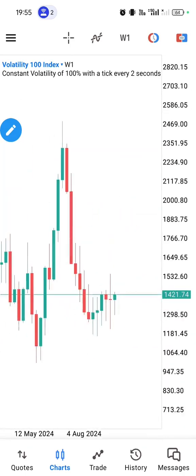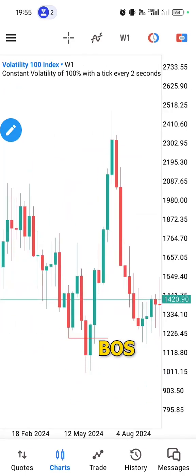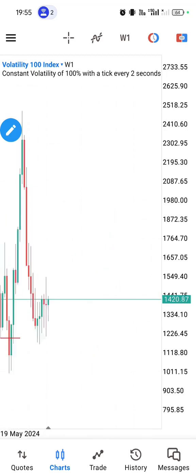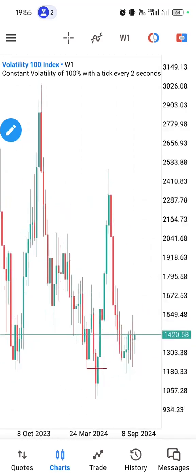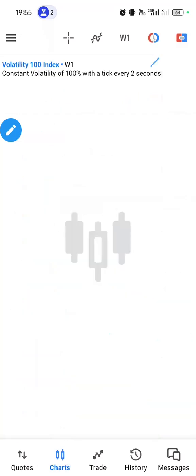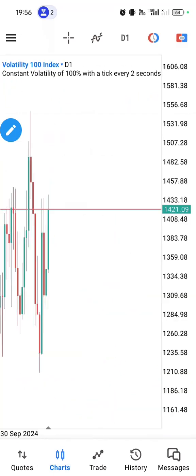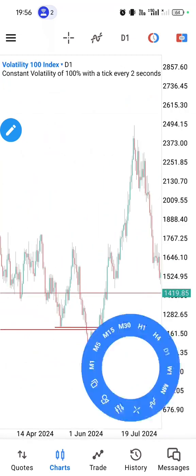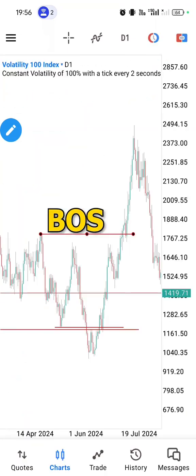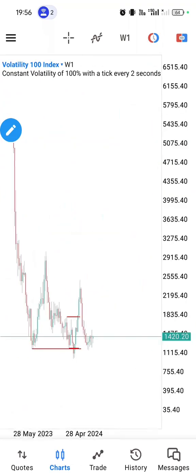So on the weekly, we can see right there there's a BOS or breakout structure right below the low. But if I zoom out, you will see that on a higher time frame, on a wider view, it's a liquidity grab. So price grabbed liquidity below the low, went up to give us a breakout structure. So basically this is sort of like a change of character.